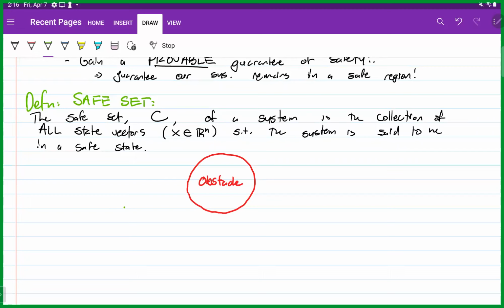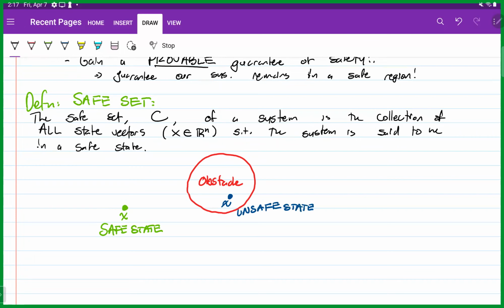And maybe we have our little turtle bot over here. So if our turtle bot is right over here, at this position X and Y, or let me just call it X for our state vector, then this is going to be a safe state. We're not colliding with the obstacle. But if instead my turtle bot is over here, at this X, then that is an unsafe state, because we're directly in collision with that obstacle over there.